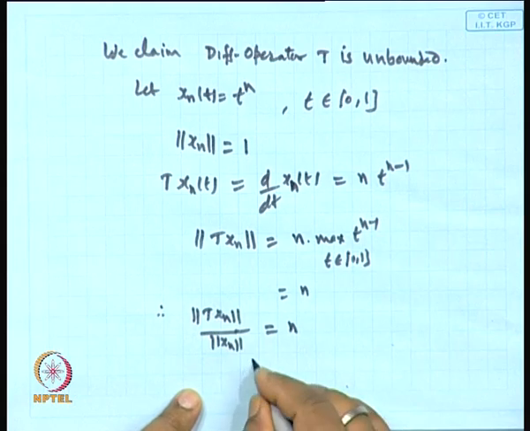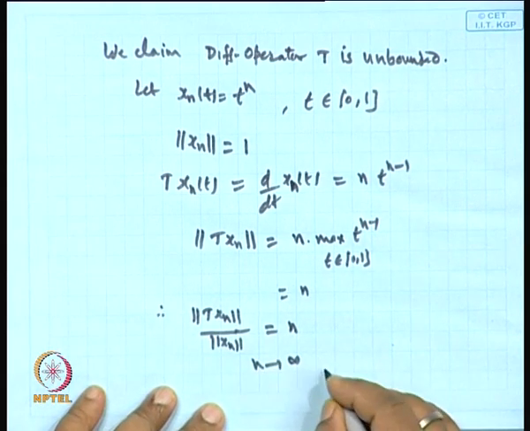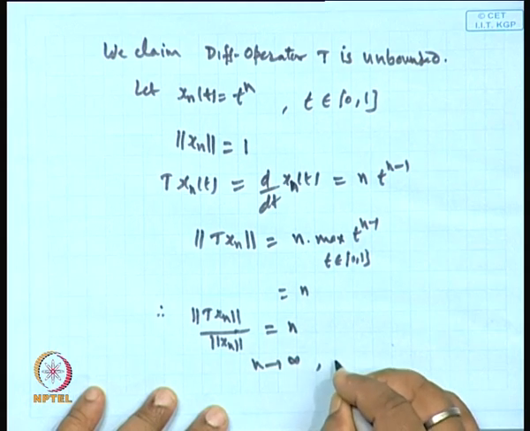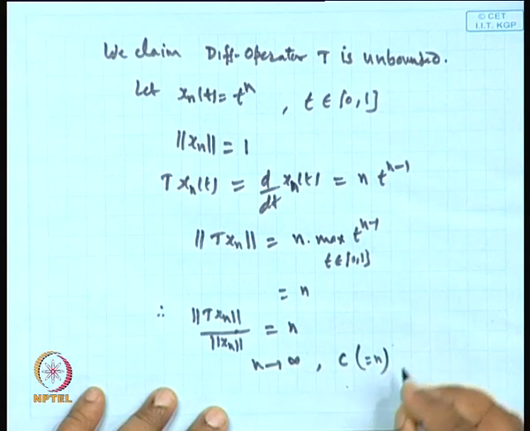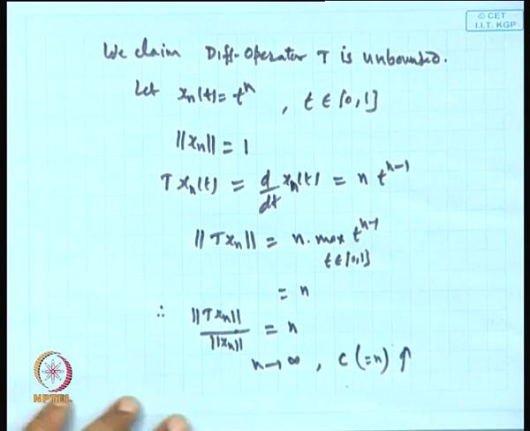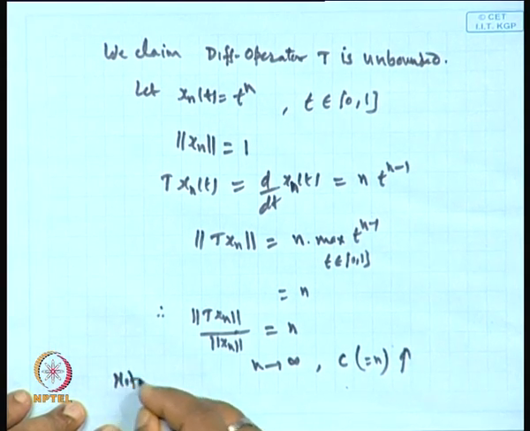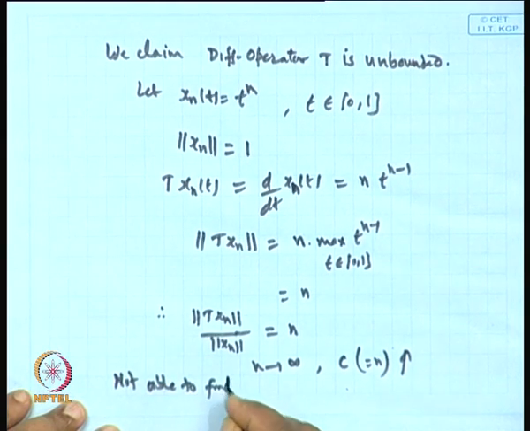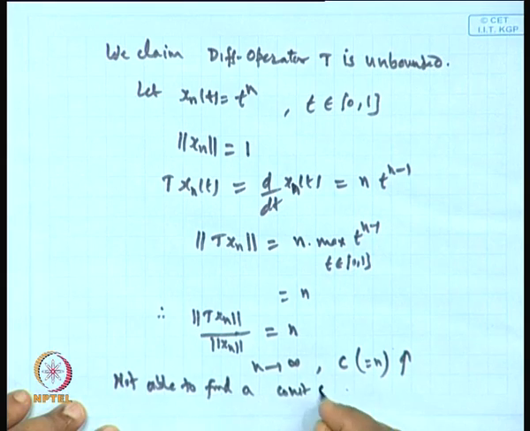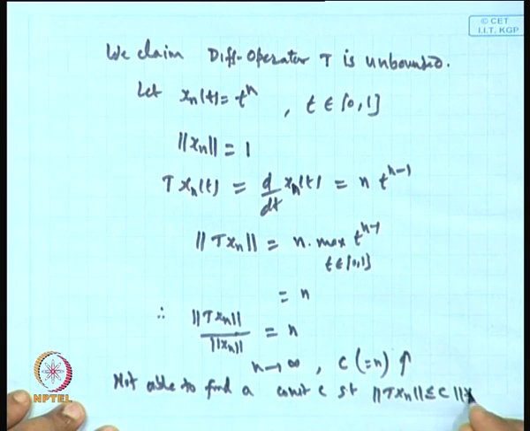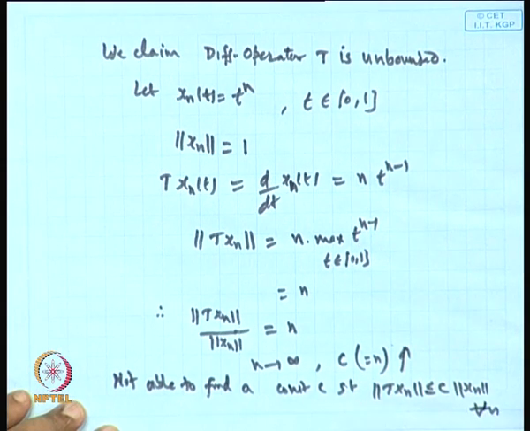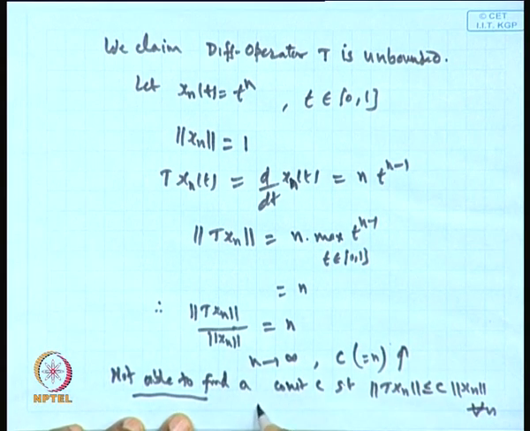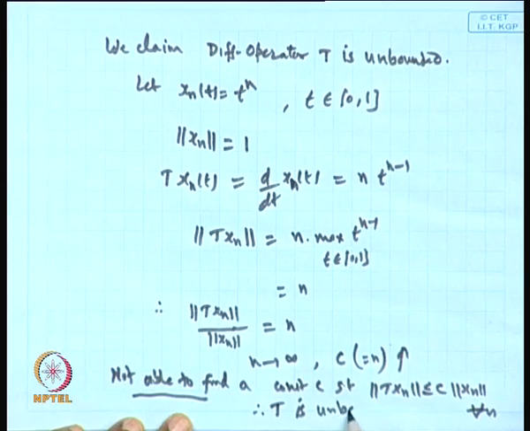Now, as n increases, the bound c, which is equivalent to n, increases. It means we are not able to find a constant c such that norm of T x_n is less than or equal to c times norm x_n for all n. It is not possible. So, this shows that T is unbounded, is not a bounded operator.